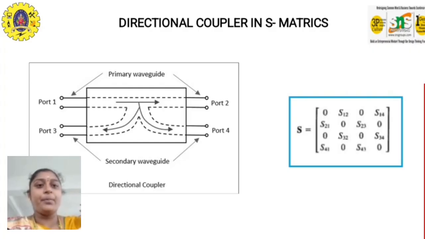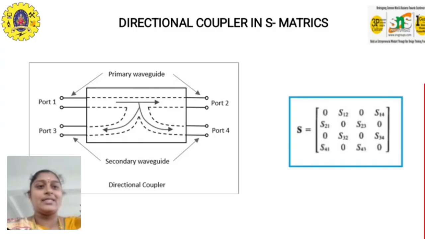The directional coupler has 4 ports, so it is a 4-port network: port 1, port 2, port 3, port 4. Port 1 and port 2 are called the primary waveguide, and port 3 and port 4 are called the secondary waveguide. When the wave is given to port 1, it goes to port 2 and port 4, and the output is obtained at port 2 and port 4. Port 3 is temporarily closed, where the back EMF is stored. So this is the directional coupler.